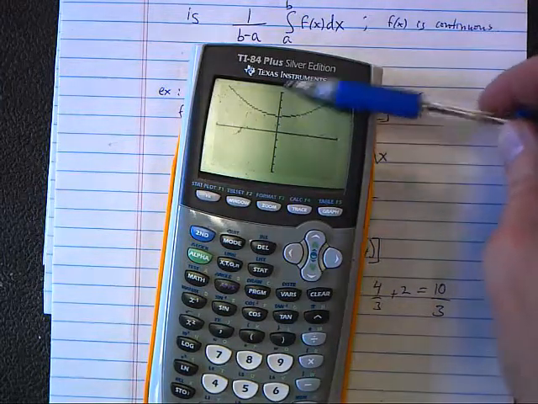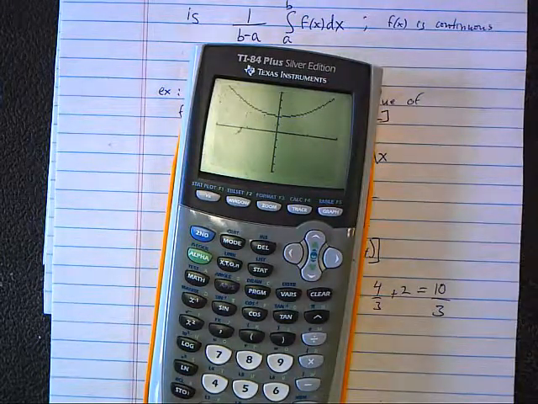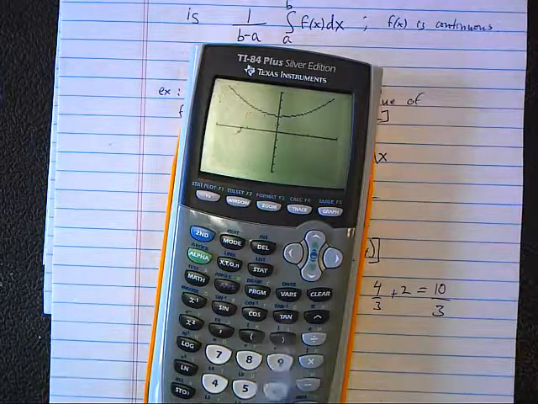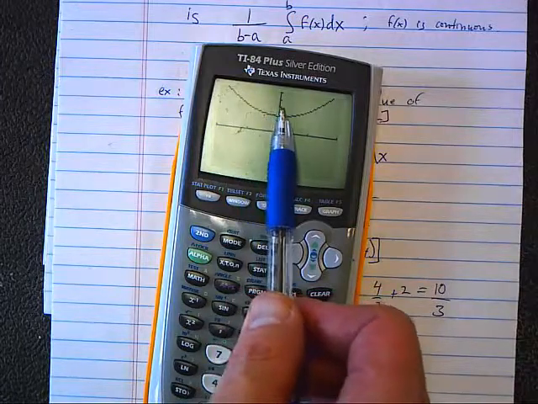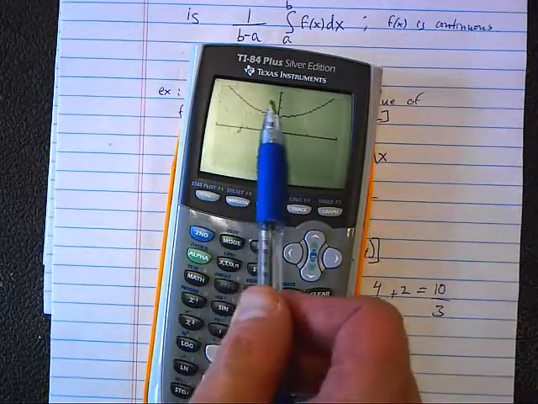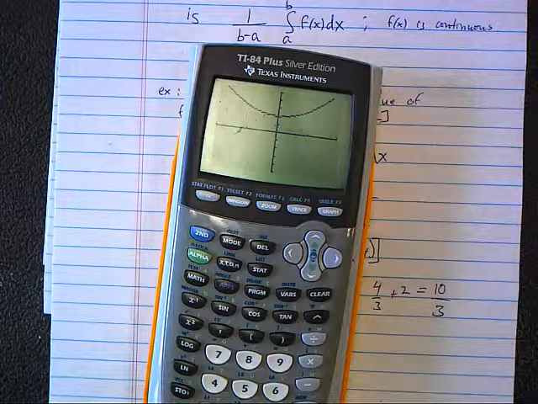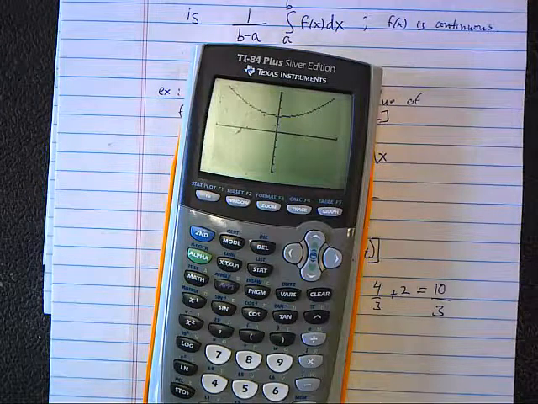Scaling goes 1, 2, 3, 4, 5. Yeah, so 10/3 would be 3 1/3, kind of up in there somewhere. Yeah, that looks like it's about the average. It looks like it's about halfway up the graph. Okay, so that's all that does. It finds you the average value.